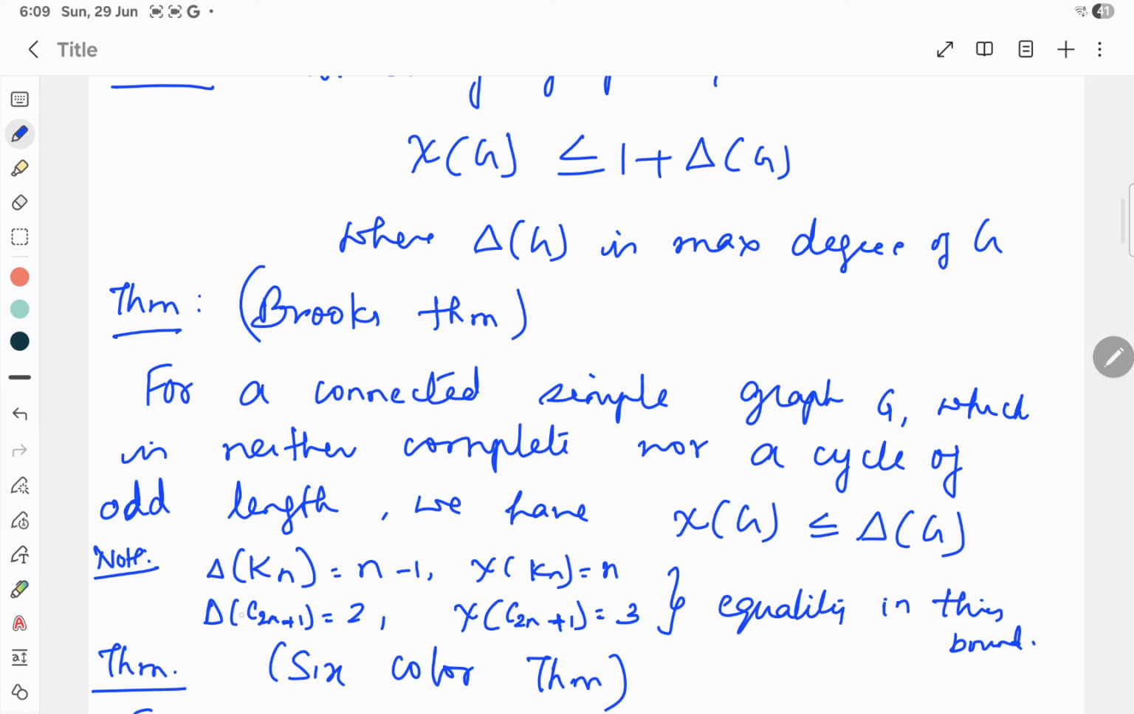Similarly, the maximum degree of any odd cycle is 2 and the chromatic number of the odd cycle is 3. So here also we get equality, that is, the chromatic number of G is equal to 1 plus the maximum degree of G.